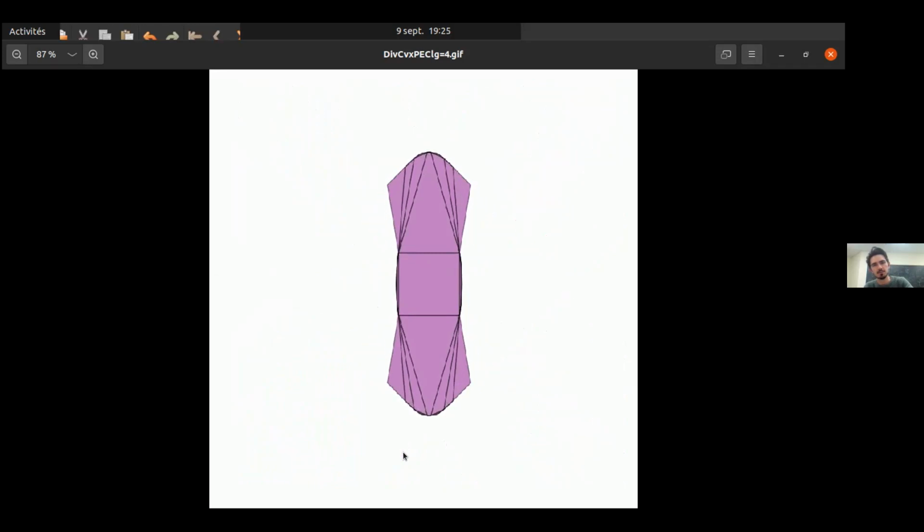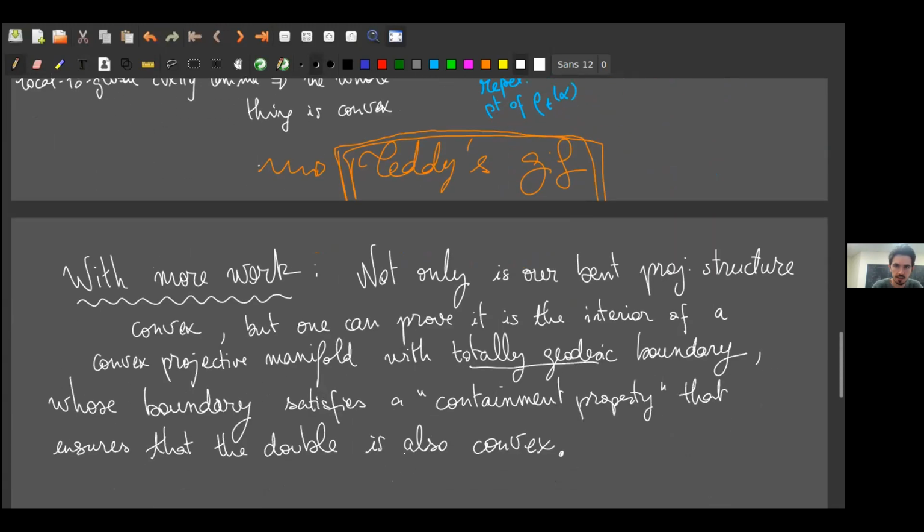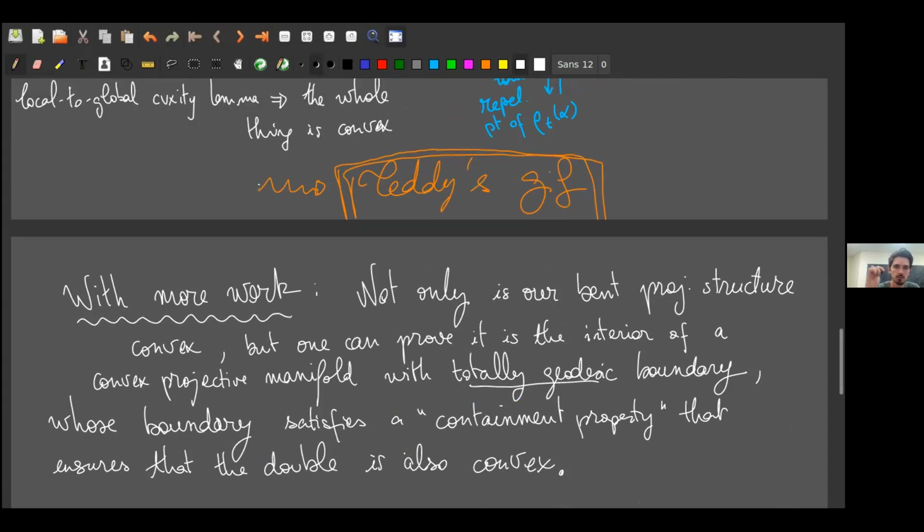Okay. So last things I wanted to say. We have a convex projective structure, but it's not enough actually for what we wanted. With more work, one can show that the structure we obtain is the interior of a convex projective manifold with totally geodesic boundary, homeomorphic to the t-shirt with boundary, and whose boundary further satisfies a containment property that guarantees that if you double your structure, your convex projective structure, you obtain something convex and something closed.